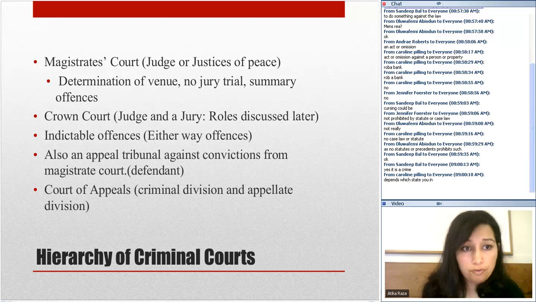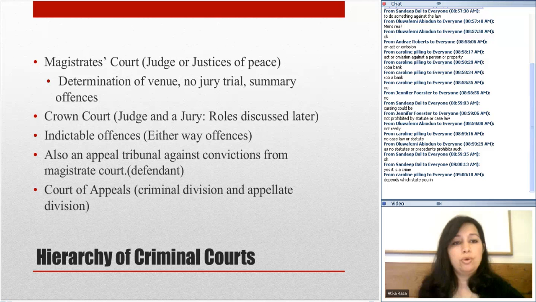Okay. So first of all, your magistrate courts. These courts have justices of the peace or judges. Who is a judge? A judge is a person who is legally qualified, and he's also called a district judge. And the justices of the peace are a panel, a bench of 3 lay judges. Lay judges are judges who are not legally qualified, but are considered suitable enough to sit on the bench.